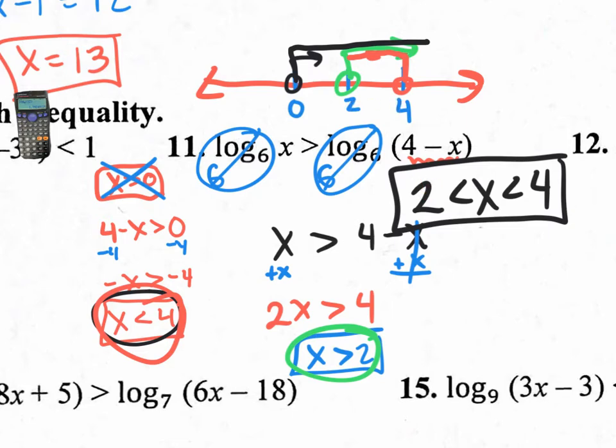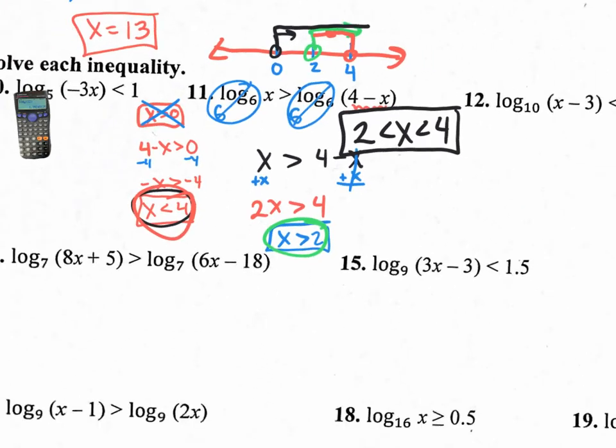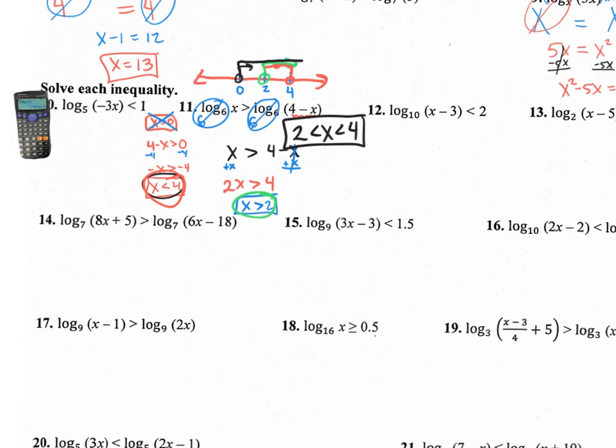So you put the 2 on the left, the 4 on the right, and put the x in the middle with the less than symbols. That's as hard as it gets, I mean, when it comes to thinking about the answers.